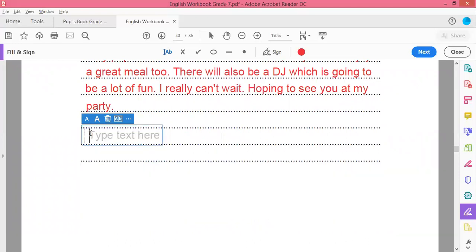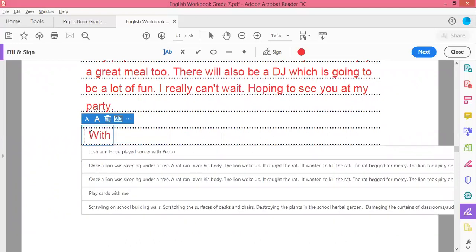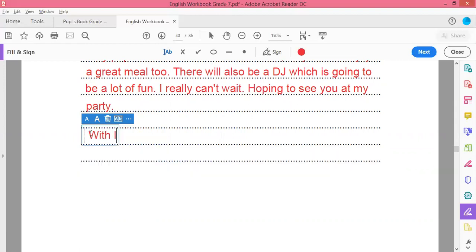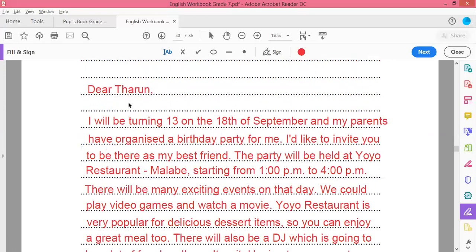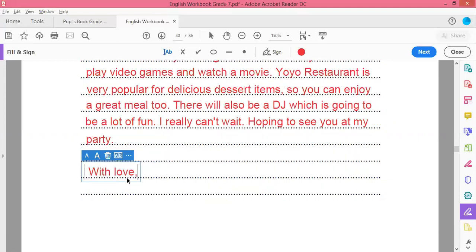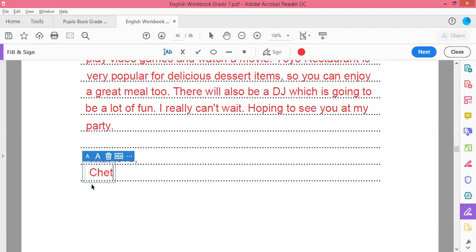Love your ending. Oh, this is called the closing of a letter. When you say with love, every closing has to end with a comma. Like when you put a comma after Tarun, dear Tarun, comma. With love, comma. With love. Okay. You write your name here. Okay, now please finish your letter.